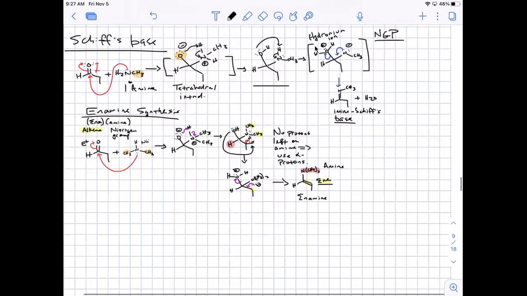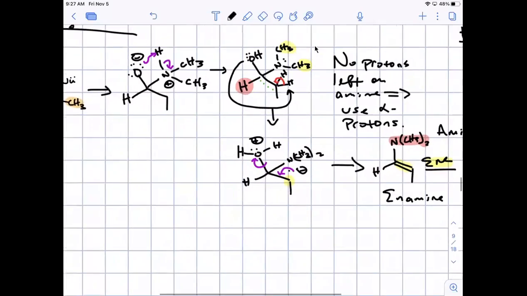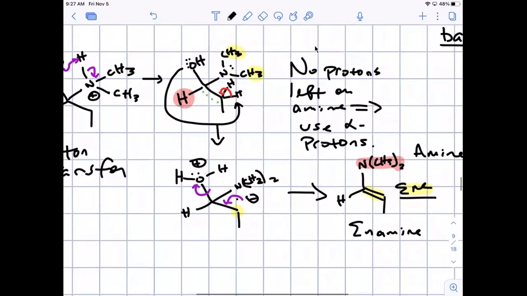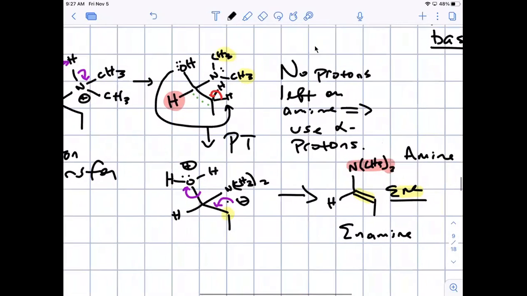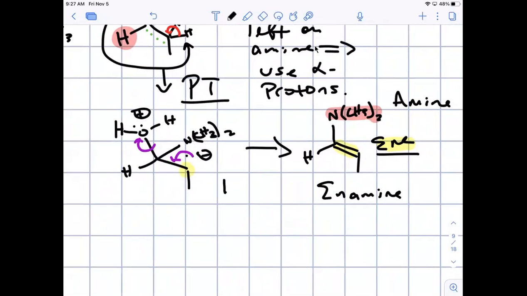It's a little bit more involved than the Schiff base, but not much. It's just one extra. Actually, it's not even an extra step. It's just that your second proton transfer happens at a different site. So we see that this is a proton transfer. This is stuff that we've already seen before. This is also a proton transfer. And then this is elimination.